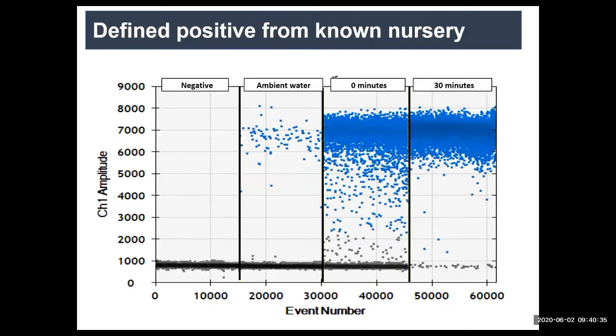Next slide, please. Going back to 2018, when we had defined a positive from a known nursery, this is where we took water from the Caloosahatchee River and took a sample. In the ambient water, you can see there are actually quite a few positives. Next, we stuck a sawfish in the tub and collected at time 0, and it's like fireworks. You can already see the DNA being pushed up to the top, being amplified. Then at 30 minutes, I want to emphasize that nearly every droplet in that sample is a positive. I want to draw your attention to the bottom of that graph, where there are nearly 0 negatives.